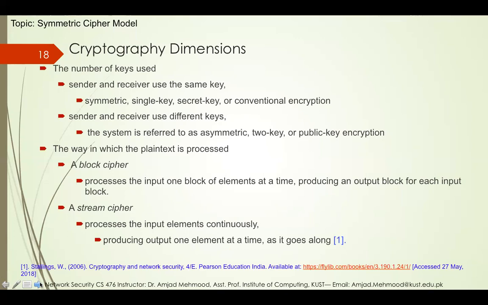The third dimension is the way in which the plain text is processed. Text can be processed as a block cipher or a stream cipher. A block cipher processes the input one block of elements at a time, producing an output block for each input block. Whereas a stream cipher processes the input elements continuously, producing output one element at a time as it goes along.